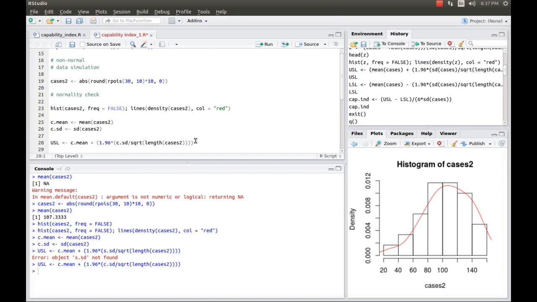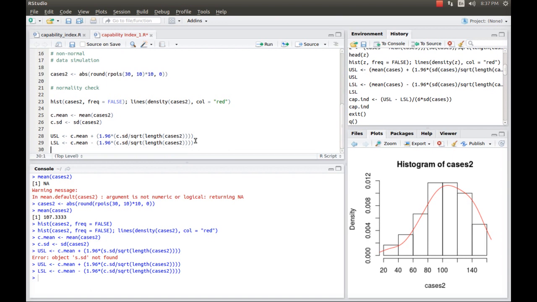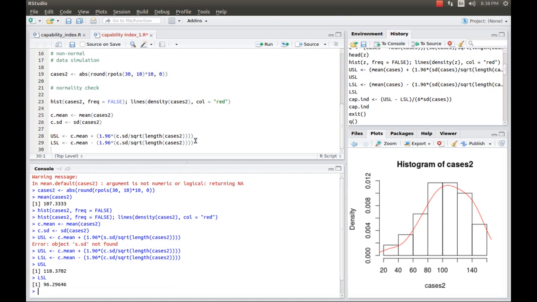Yeah. Now let me copy the same value, and instead of upper I put it as lower, and now the sign needs to be changed to minus instead. This is the lowest specification limit. Now we got the USL, and let's go to the console and press USL and LSL. So okay, both of them are positive.